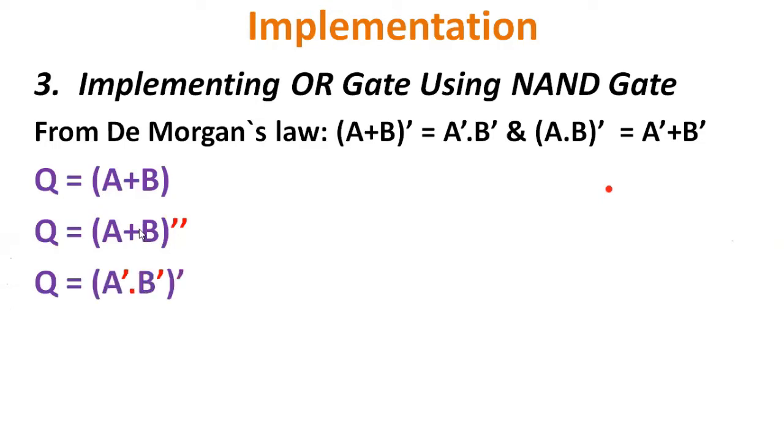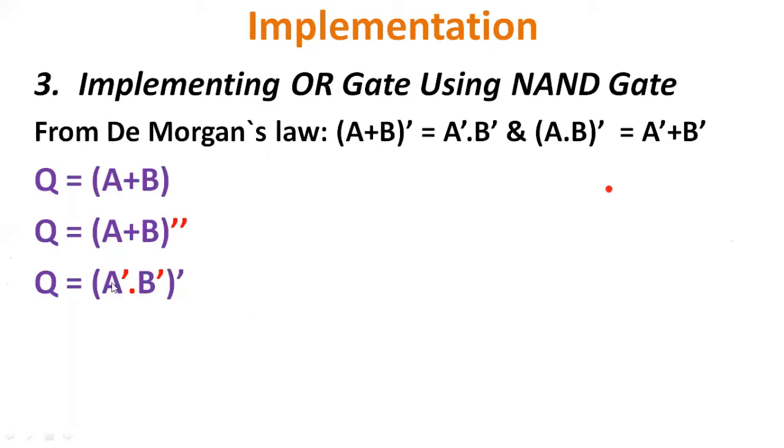So it will be given as it is, like this. So A bar dot B bar, and the second bar remains as it is. Here we don't have any plus sign, so we have to stop here, because we want only the product form, that is NAND gate.